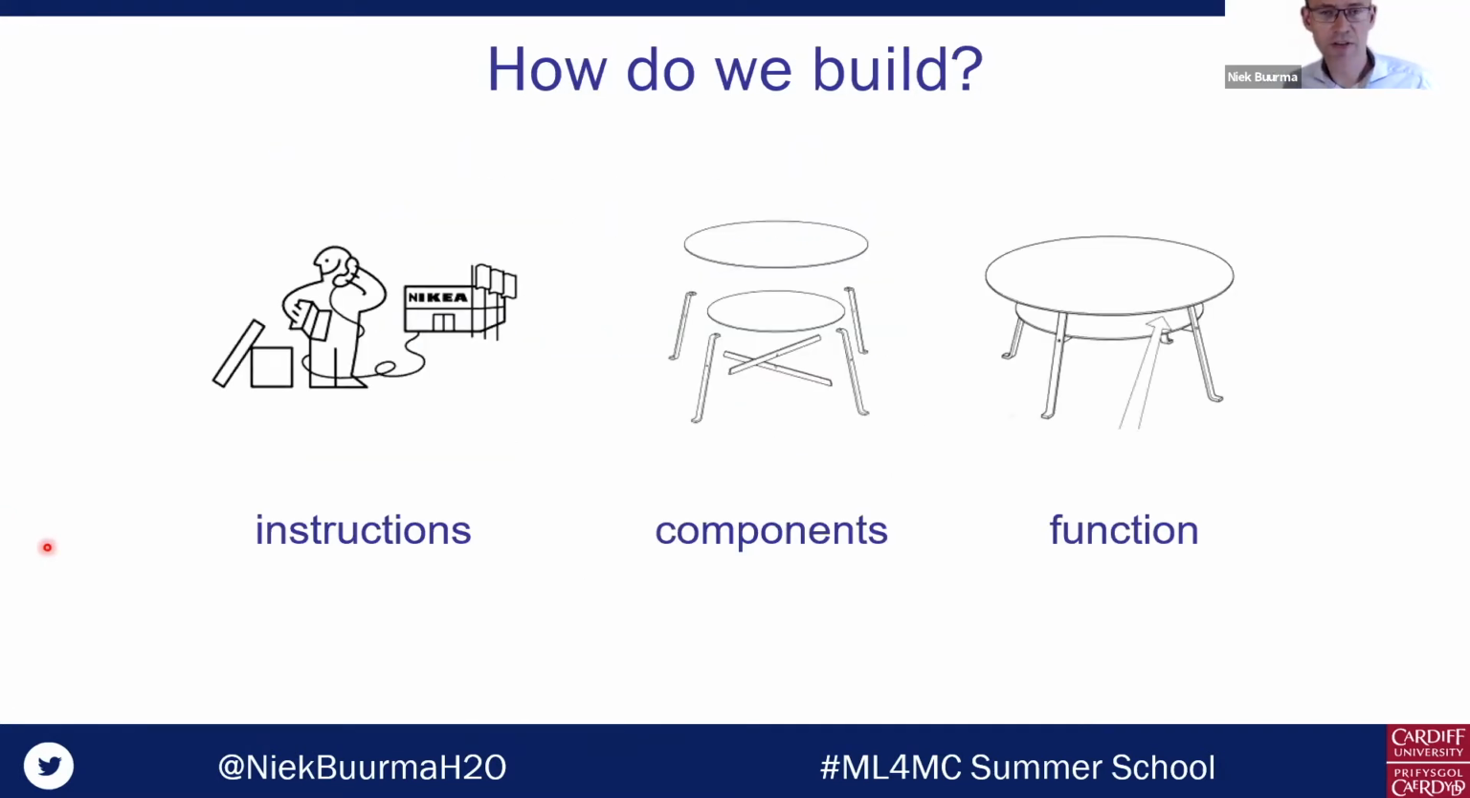So that leads to the question of how we actually build. And when we build materials, when we build structures, normally we start with a set of instructions, a set of components, and we then put everything together to give us an object with a certain function. In this case, a table to put our newspaper or our coffee on. So in the macroscopic world, we have instructions, we get them, for example, as a little booklet, and then we know where to put the components. So how does that work on the molecular scale?